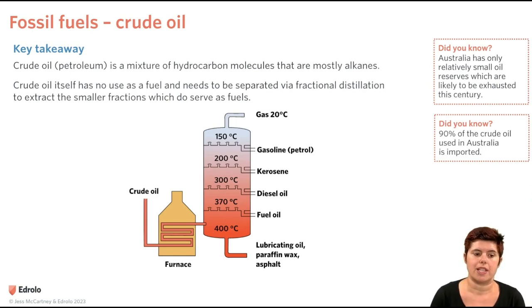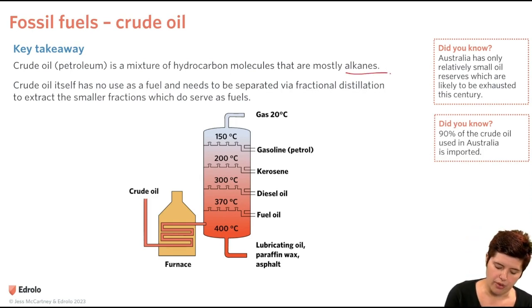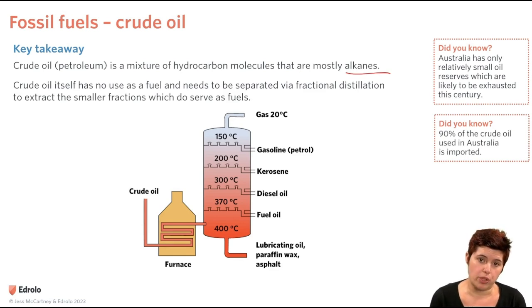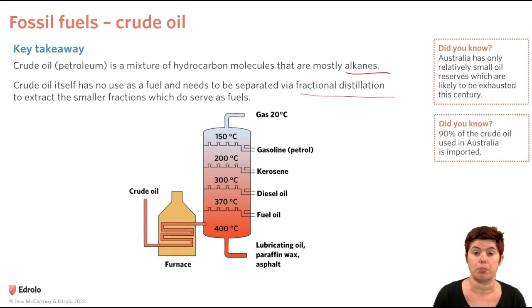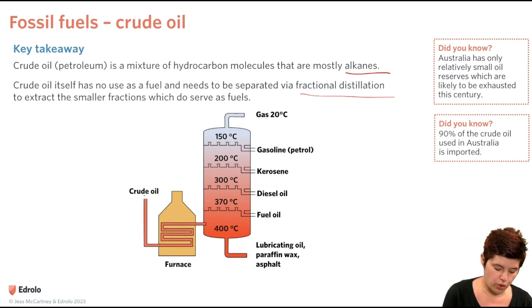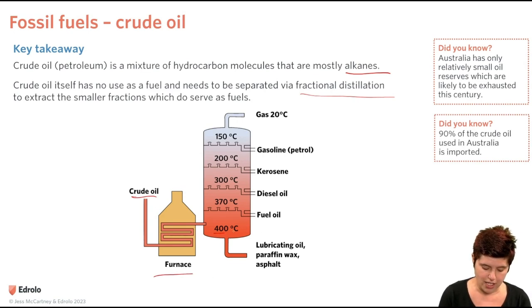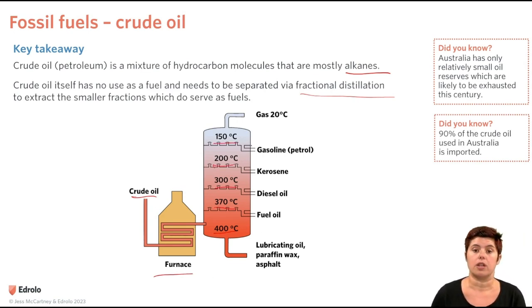So crude oil is a mixture of hydrocarbon molecules, and this is mostly alkanes. These are made from dead organisms as well, generally aquatic life, and this is why most of our crude oil rigs are found on the ocean. Crude oil itself is actually pretty useless. You can't use it for anything in its natural form. So what we need to do is put it through a fractional distillation. And this is where we are using the boiling points of different alkanes and separating and collecting them. So the crude oil is placed into a furnace, and you can see at different temperatures, the other types of fuel come out, and that is then collected.